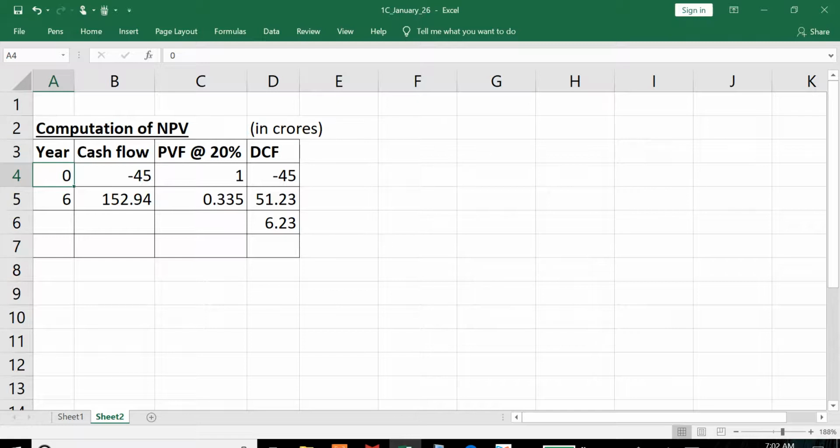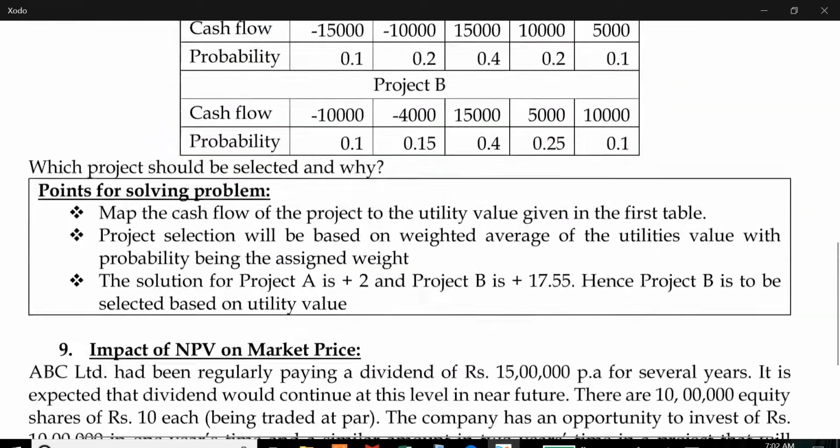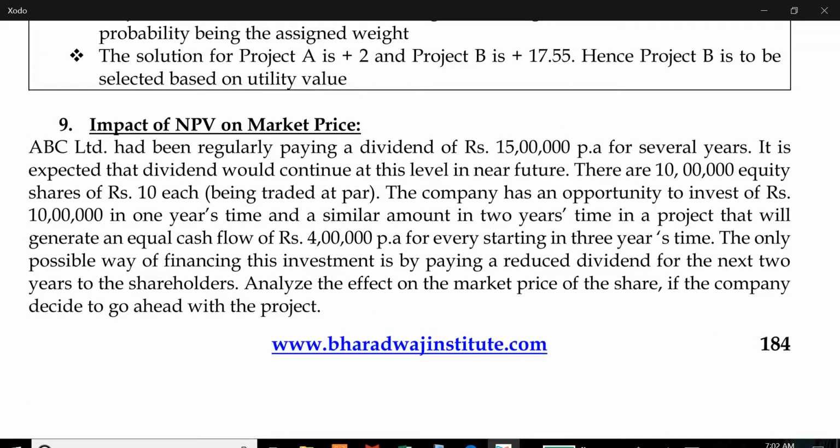Any doubts on this? Clear? Okay. Question 8 is something you can manage at home. It is not something difficult. We'll move to question 9.